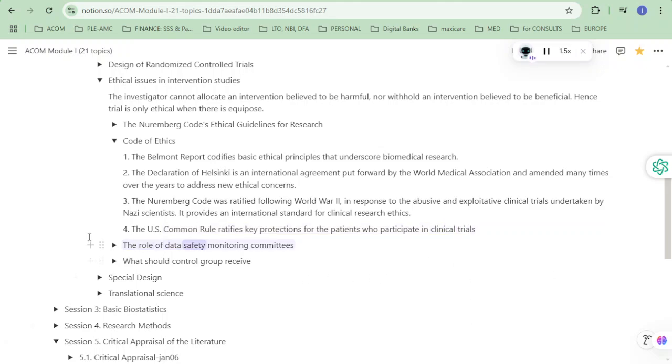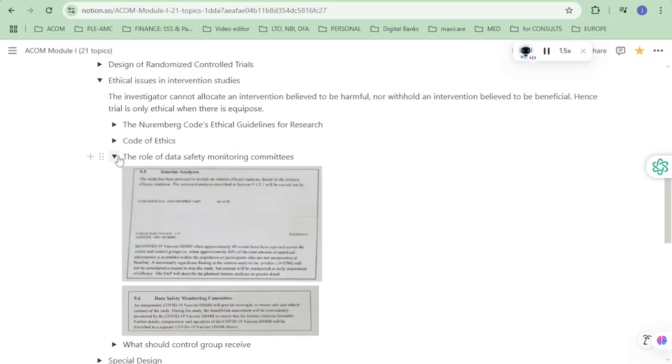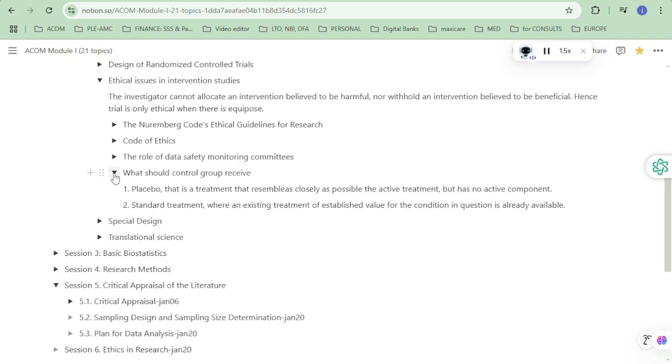The role of Data Safety Monitoring Committees. What should the control group receive? 1. Placebo, that is a treatment that resembles the active treatment as closely as possible, but has no active component. 2. Standard treatment, where an existing treatment of established value for the condition in question is already available.